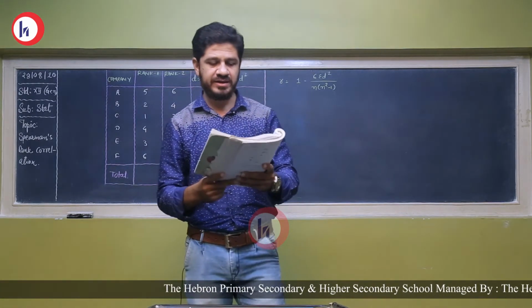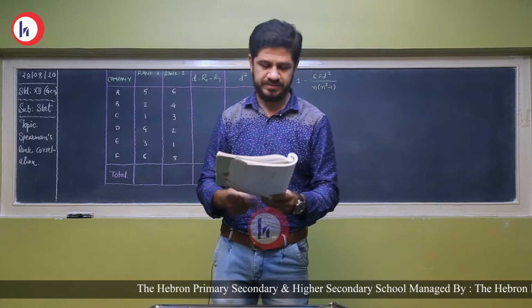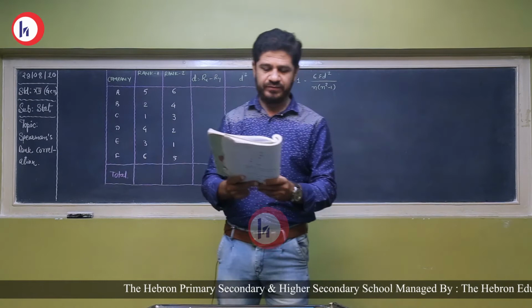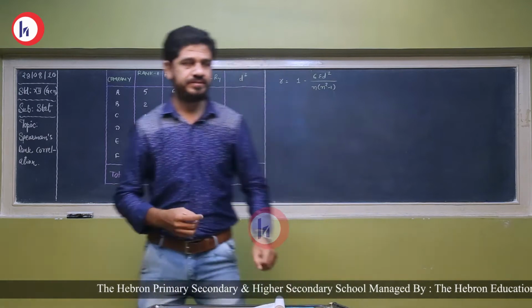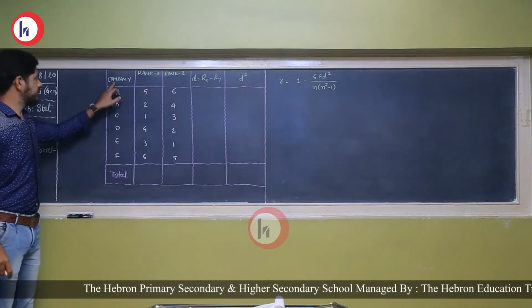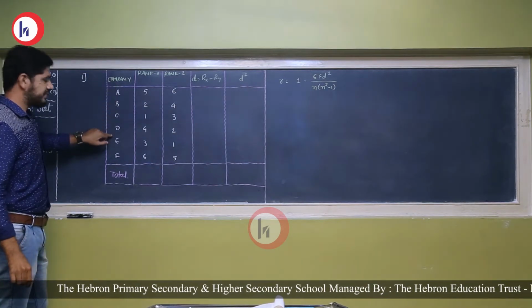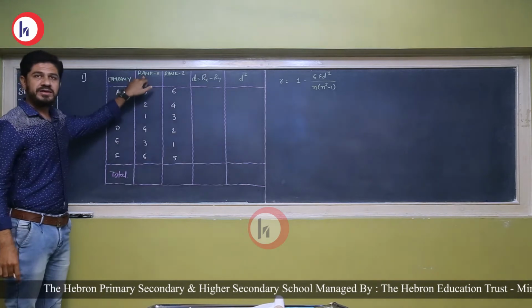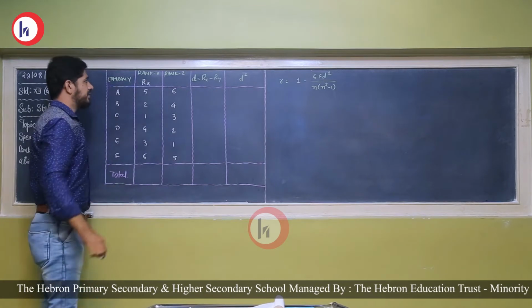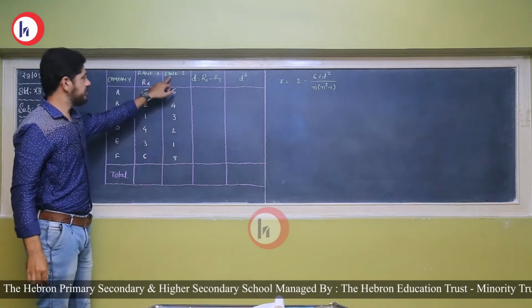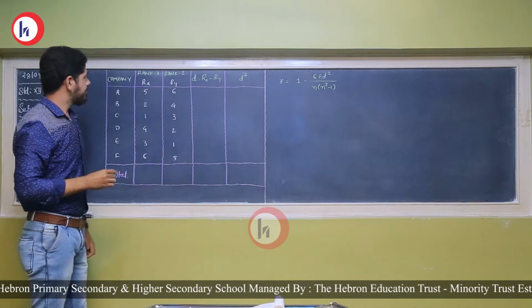Six companies are ranked by two market analysts on the basis of their growth in the recent past. So company A, B, C, D, E, F, the rank by analyst 1 and rank by analyst 2 is given in the question. So we have the first column, the companies A, B, C, D, E, F, then the rank given by analyst 1, which we denote as Rx, and the rank given by analyst 2, which we denote as Ry.